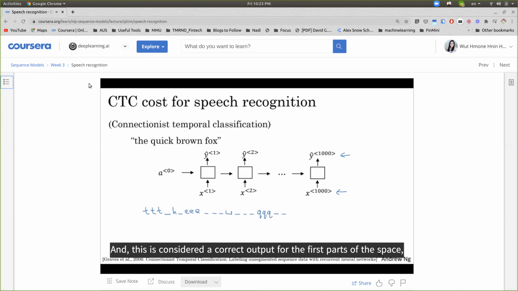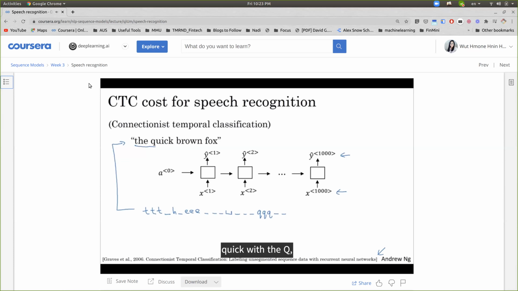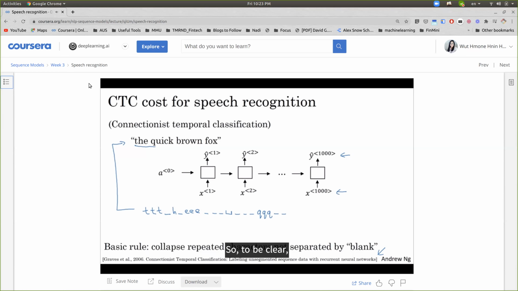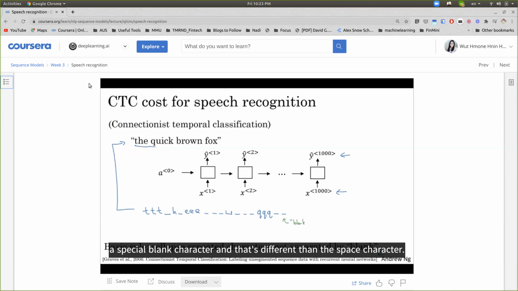And this is considered a correct output for the first part of the phrase, "the quick." The basic rule for the CTC cost function is to collapse repeated characters not separated by blank. So to be clear, I'm using this underscore to denote the special blank character, and that's different than the space character. So there is a space here between "the" and "quick," so it should output a space.